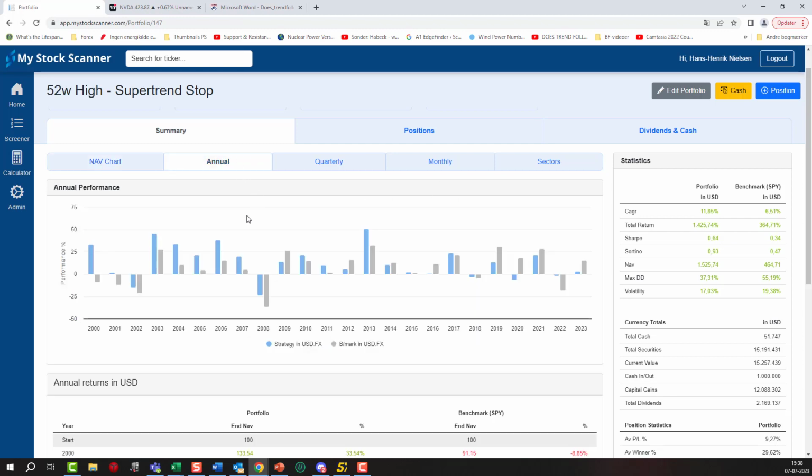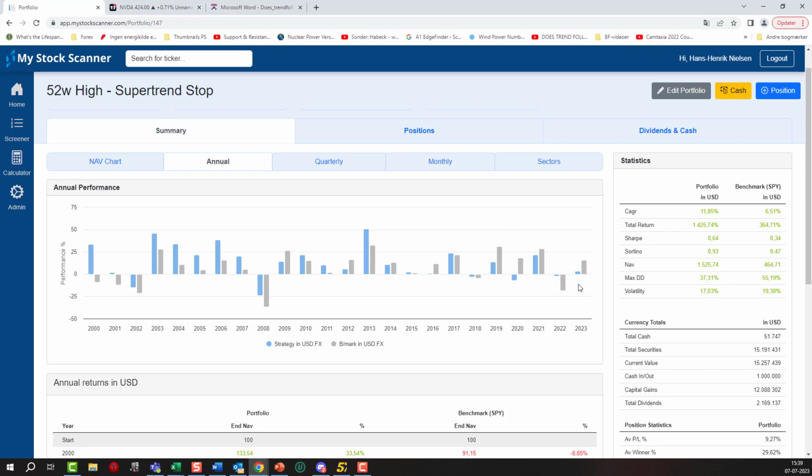If we're looking at the annual returns, we can see here that the blue is the strategy and the gray is the overall market. So we can see that a lot of years we are actually beating the market, but there are also years here in 2009, that's 2012 and so on, and there are a number of recent years here that have not been so favorable to trend following strategies.